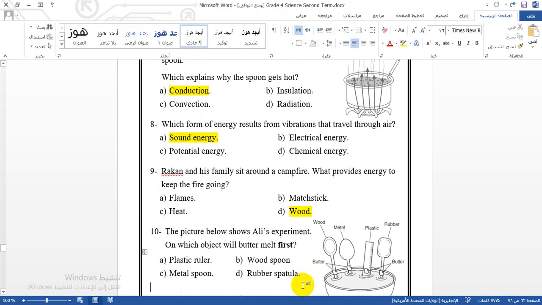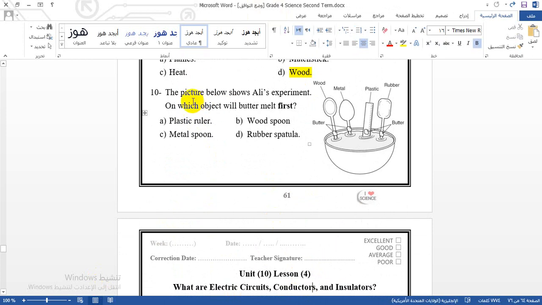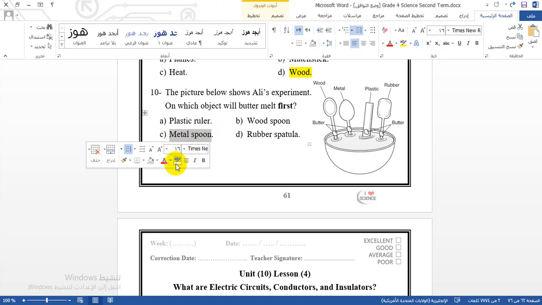The last question now. Question number 10. The picture below shows Ali's experiment on which object will melt the butter first. So which object will help the butter to melt faster? Sure, it is the metal, because the metal is a conductor. So for that reason I will select the C, the metal spoon.